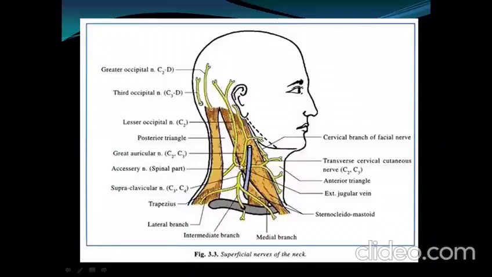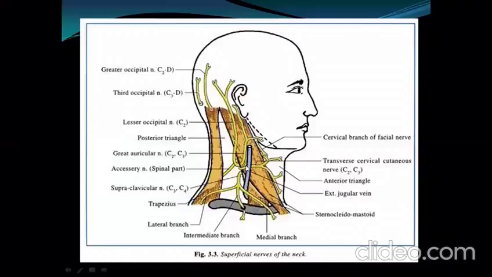Next is the greater auricular nerve. That also emerges from the midpoint of the posterior border of the sternocleidomastoid muscle. After that, it crosses obliquely over the muscle and ascends, and at the level of the parotid gland, it divides into an anterior and posterior branch. The anterior branch supplies the skin over the angle of the mandible, and the posterior branch supplies the cranial and the lateral surface of the auricle.